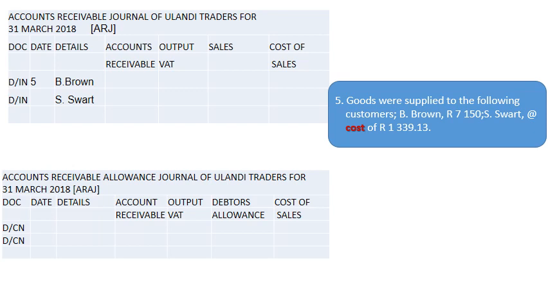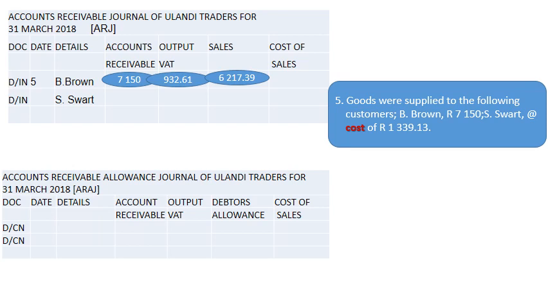It's dated the 5th. Under details, we write the name of the client or the debtor. In the accounts receivable column, we show the amount including VAT of 7,150. We calculate VAT on the inclusive amount to arrive at 932 rand 61 cents. We deduct the VAT from the inclusive amount to arrive at the amount of 6,217 rand 39 cents as sales excluding VAT.